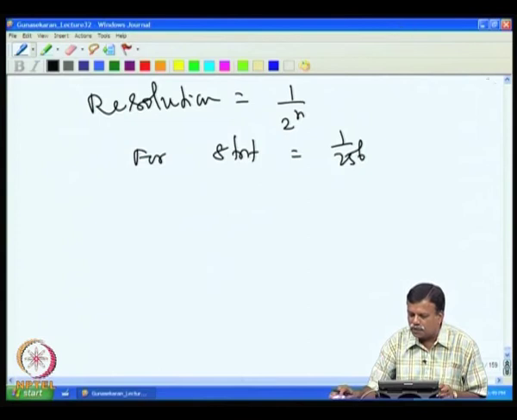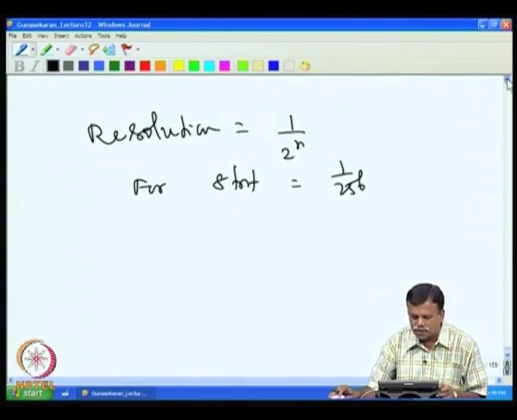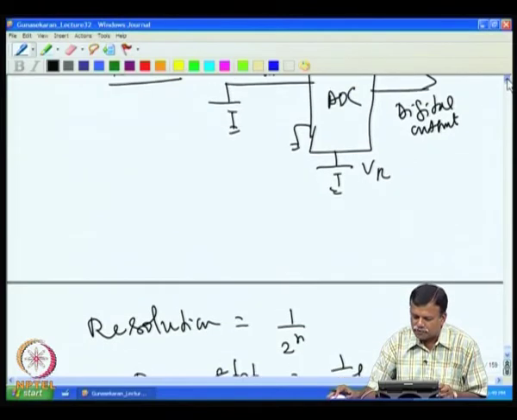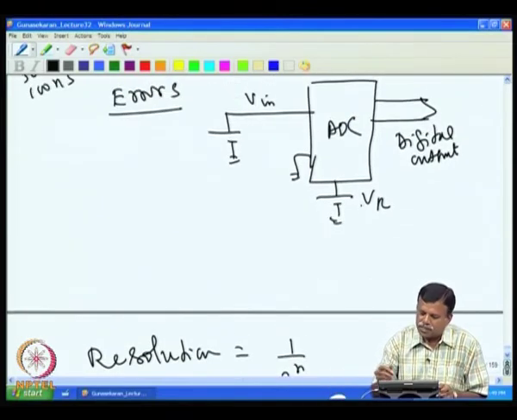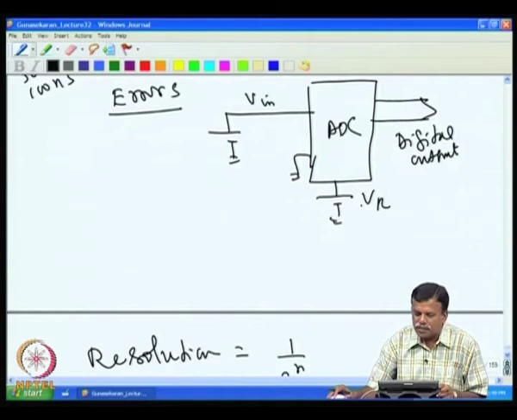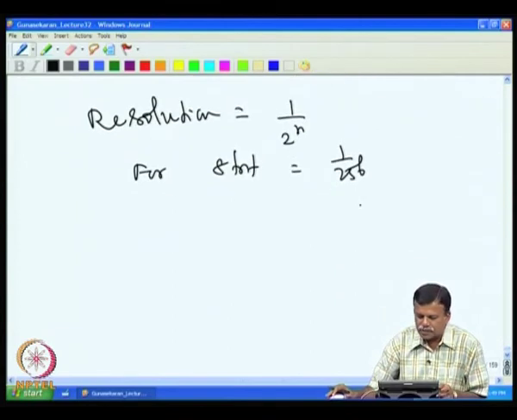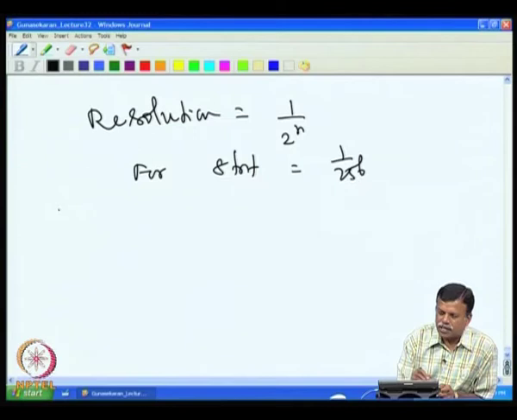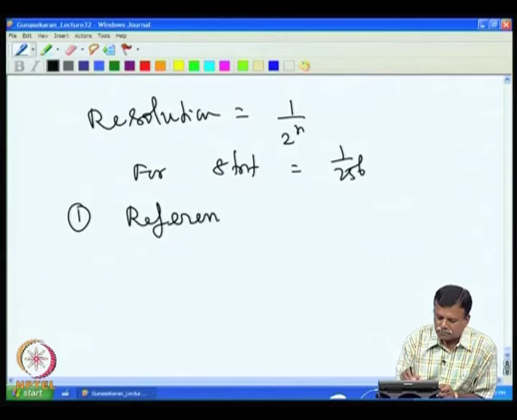One main problem with A to D converter error is the reference voltage drift. We are using a reference voltage, and the reference voltage is the main input based on which all conversions are done. So, that drift creates an error in the output. So, the errors will be, first, reference voltage drift, which directly affects the output.